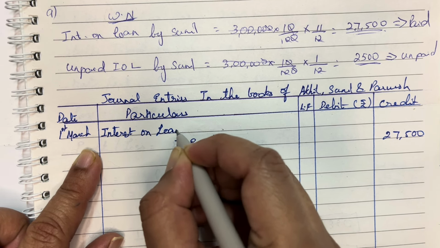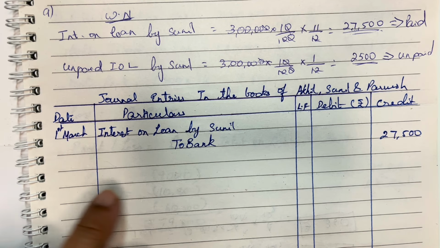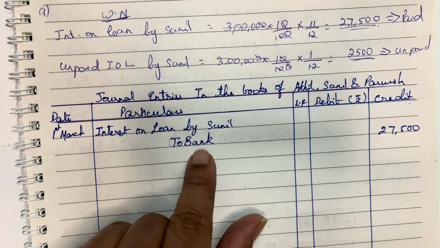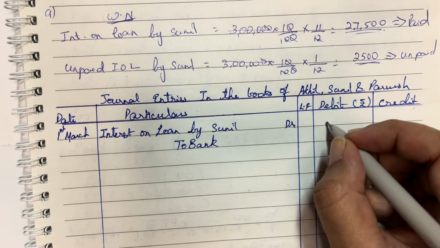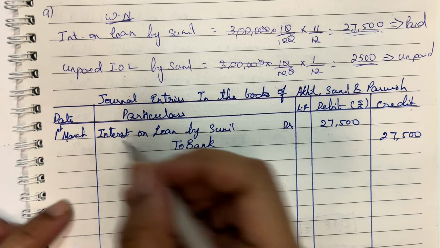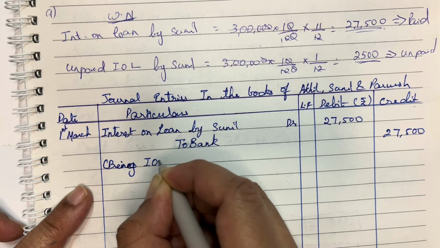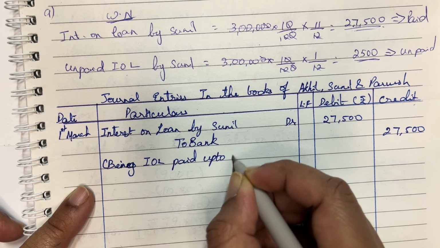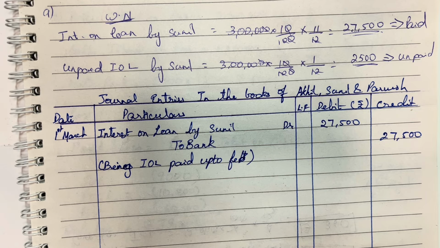Interest on loan by Sunil. It means the partner Sunil has given a loan to the firm, for which the firm has paid an interest. And how have they paid it? They have paid it in the form of check, so it's going into the bank. Debit. How much amount has been paid? 27,500. A narration would be: being interest on loan paid up to Feb. You can write up to Feb or for 11 months. Okay, that's our first entry is over.